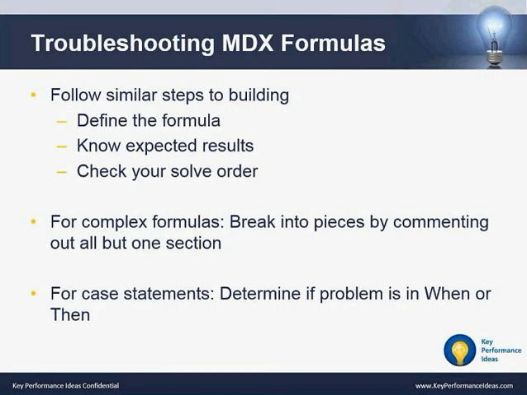For complex formulas, I recommend breaking it into pieces. So comment out all but one section. If you have only one section that's not working, then obviously that's the one. If you don't know, or you have multiple sections that aren't working, just pick one and start looking at it. So comment everything out except for the one section.